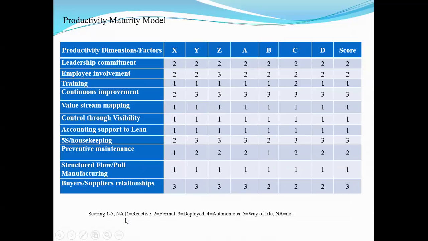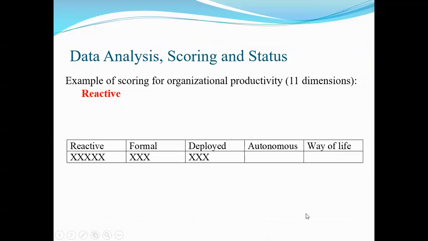Then the score. This is the productivity. Another is the productivity maturity model. This is also the score. We also consider leadership commitment, employee involvement, training, continuous improvement. This is the data analysis, scoring, and status. So, for example, organization for element dimension.